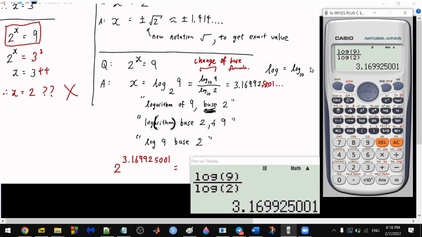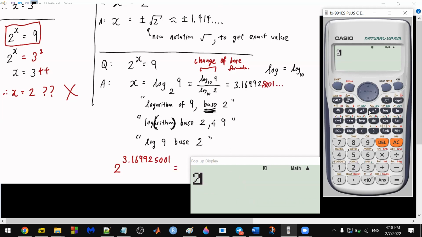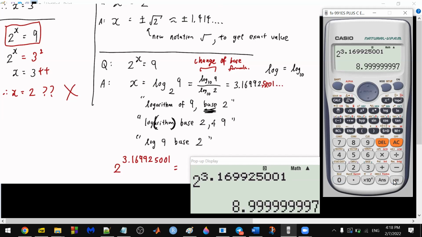What do you get? I get almost 9. 8.9997, almost 9, right? The reason why it's almost is because there's actually an infinite number of decimals on the right side.